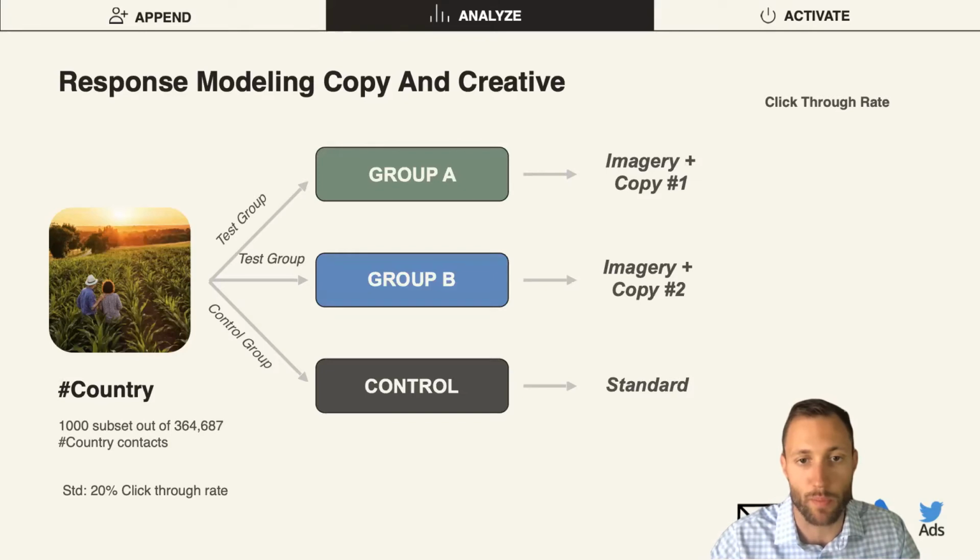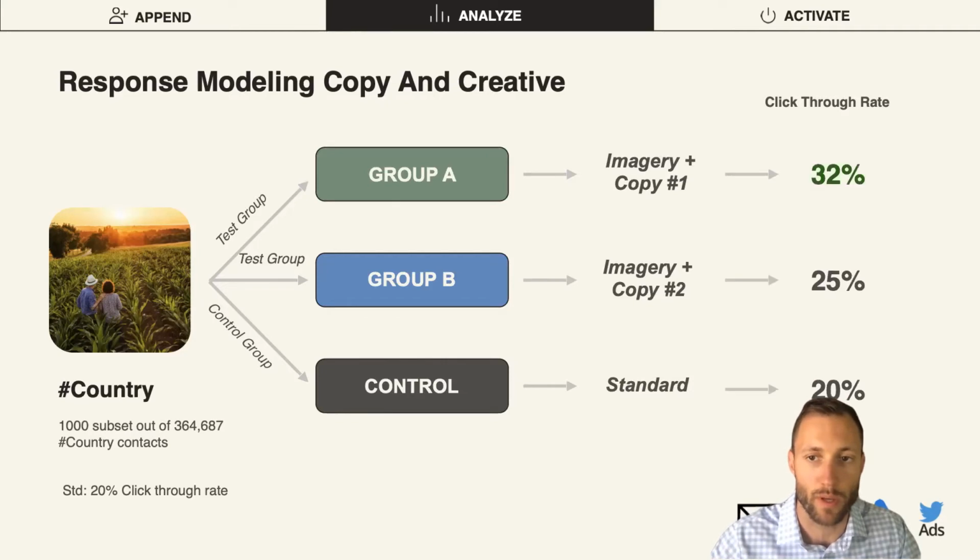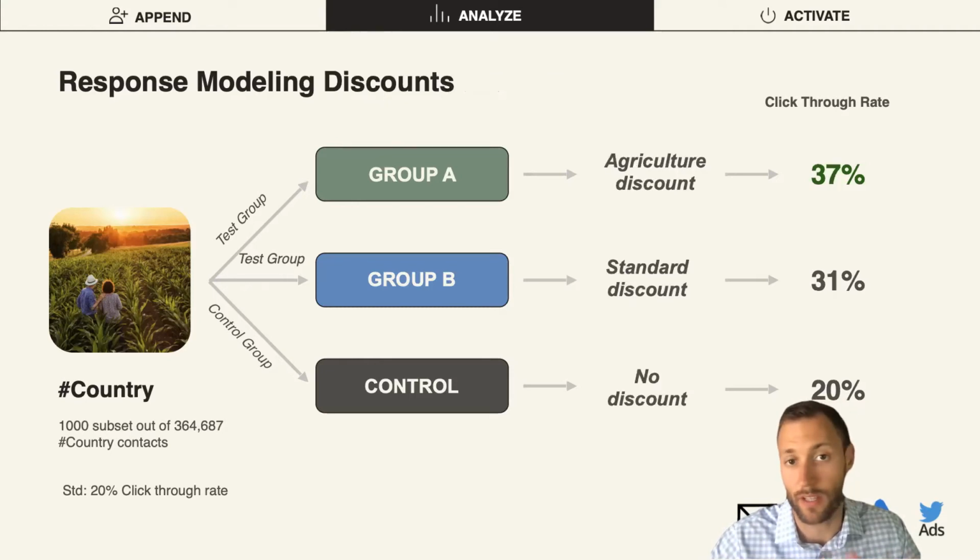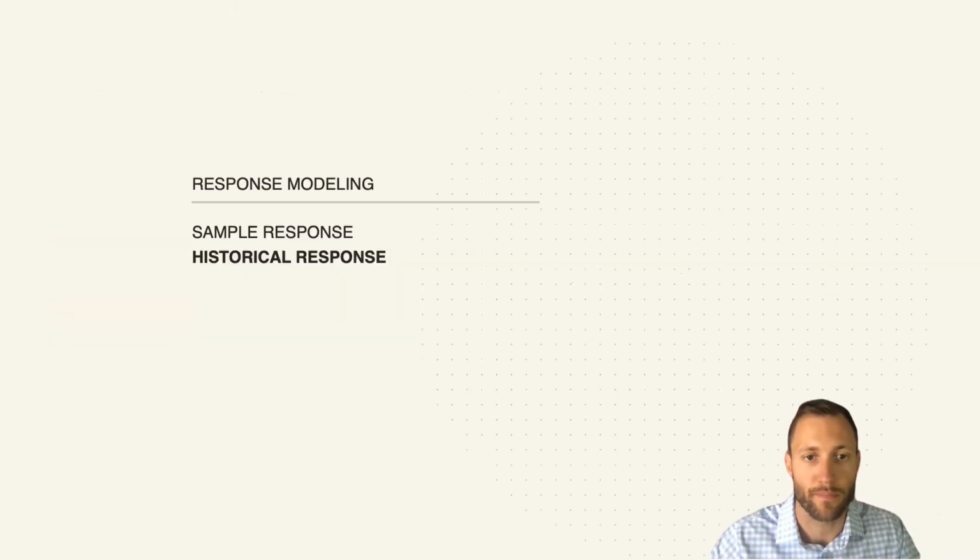So group A gets imagery and copy number 1, group B gets imagery and copy number 2, and then we have a control group. And we see in this circumstance that the copy and imagery from group A was significantly more effective. So we had a 12% lift over our standard conversion. And so this can also be done with modeling discounts. And here we used an agricultural discount to see some lift.